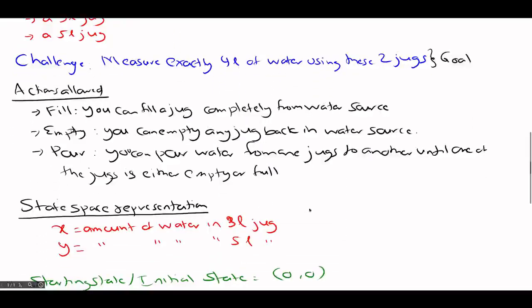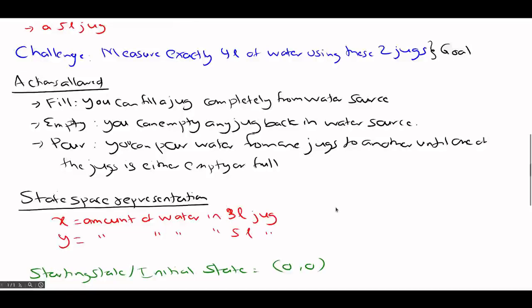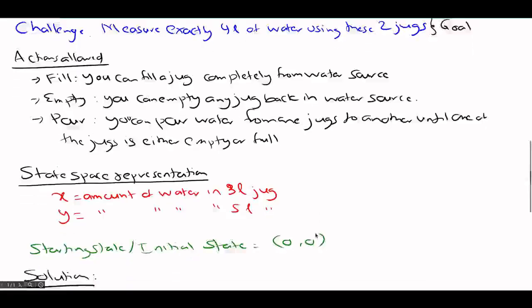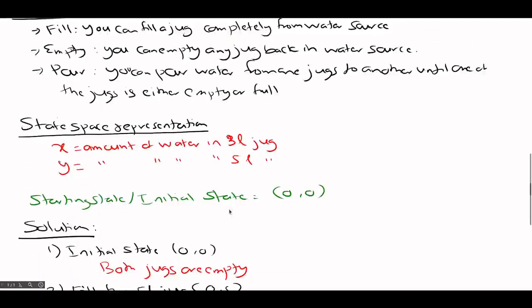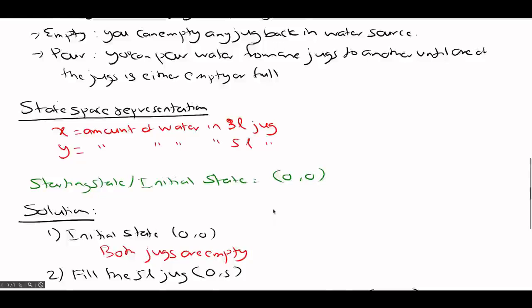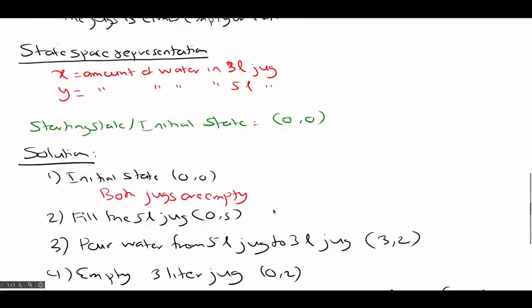AI approaches this problem by considering every state represented as a pair x, y, where x is the amount of water in the 3-liter jug and y is the amount of water in the 5-liter jug. The starting state is 0, 0. Our actions transition from one state to the next. So we'll see this step by step. Follow along as we solve this puzzle using a series of moves.